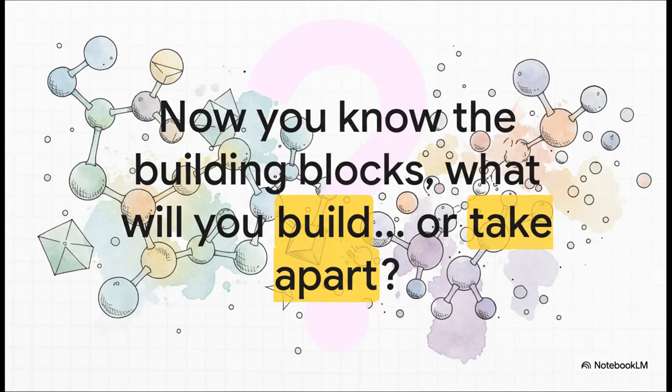So when you really get down to it, everything around us is just a specific arrangement of atoms held together by a specific kind of chemical glue. So I want to leave you with this thought. Now that you know the fundamental rules of construction, you can look at the world a little differently. Don't just see objects, see possibilities. So what will you build? Or what will you take apart?